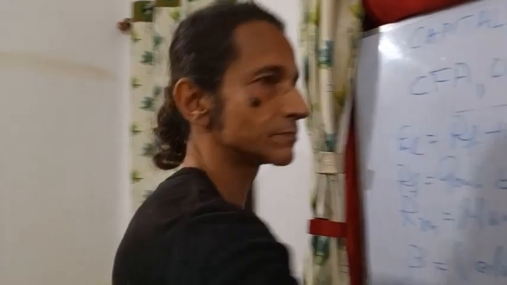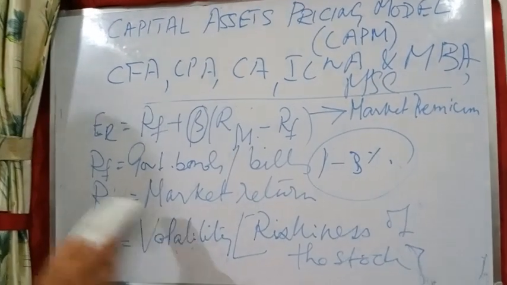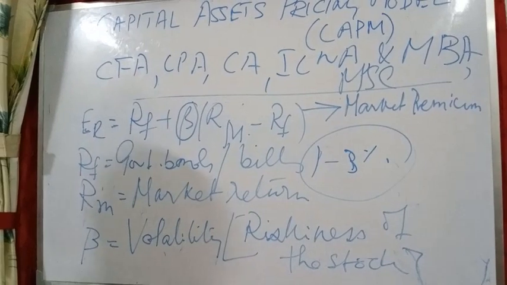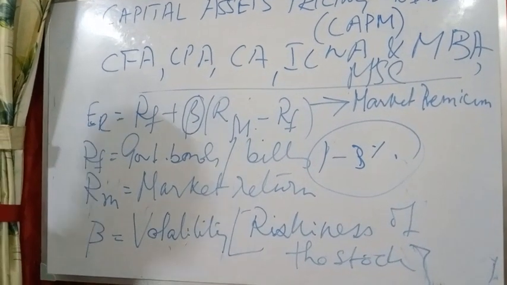Now, beta is the volatility of the stock. Volatility in respect to what? Volatility in respect to the market.